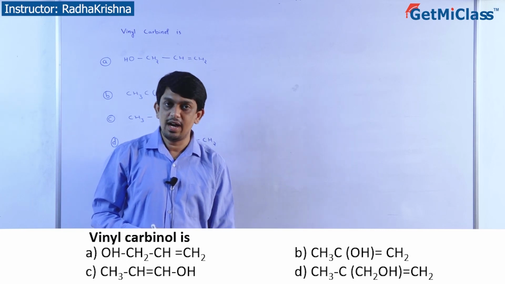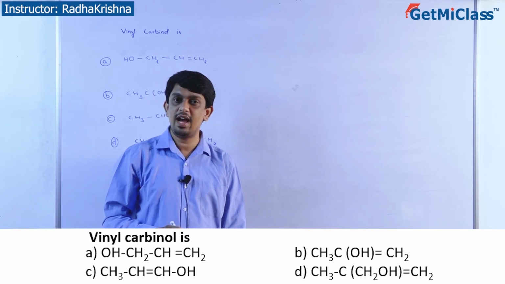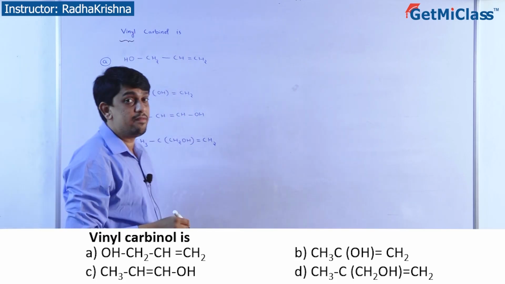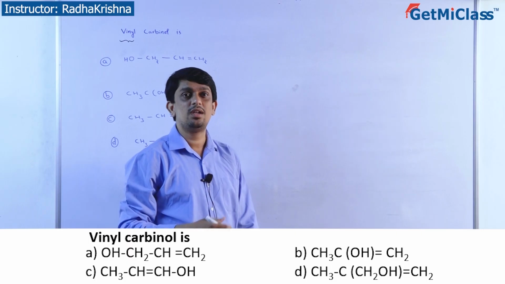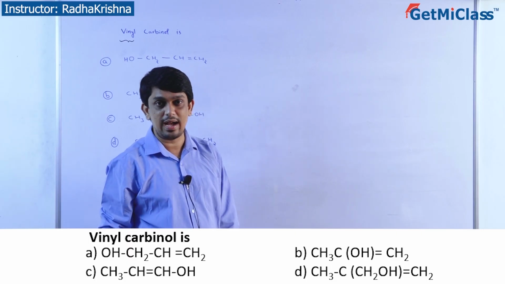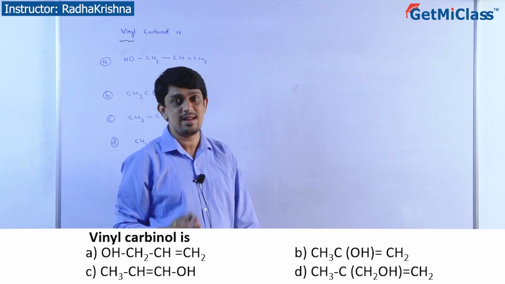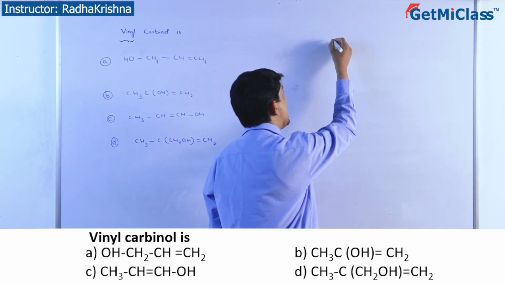We have to find out the structure of vinyl carbinol. We know about vinyl. In vinyl alcohol, we heard about vinyl chloride. Vinyl chloride is the monomer of the polymer polyvinyl chloride. So what do you mean by vinyl?